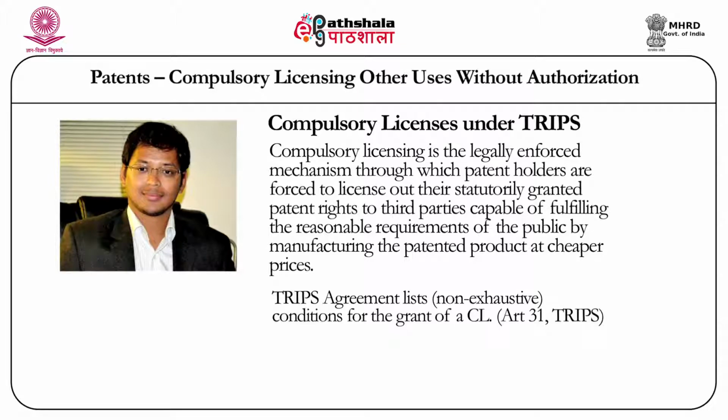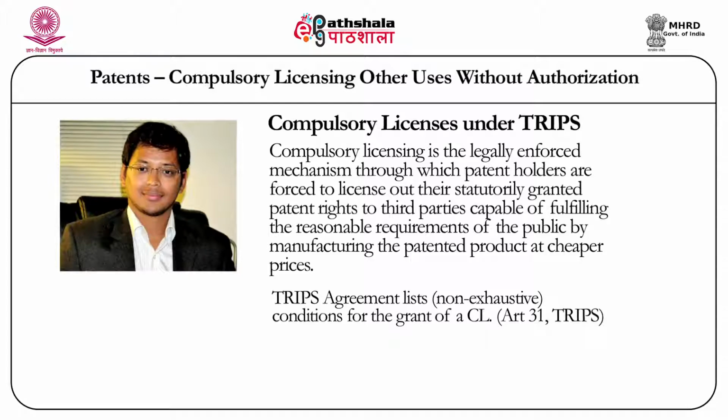As described in slide number 4, compulsory licensing can be defined as the legally enforced mechanism through which patent holders are forced to license out their statutorily granted patent rights to third parties capable of fulfilling the reasonable requirements of the public by manufacturing the patented product at cheaper prices. Looking at Article 31, it does not define situations or cases in which a compulsory license can be granted, but rather sets out specific conditions for the grant.